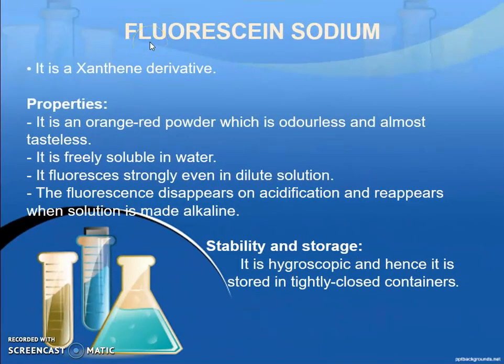Then next drug, fluorescein sodium. It is a xanthene derivative. Property: it is an orange-red powder which is odorless and almost tasteless. Solubility: it is freely soluble in water. It fluoresces strongly even in dilute solutions. The fluorescence disappears on acidification and reappears when the solution is made alkaline. Stability and storage condition: it is hygroscopic and hence it is stored in a tightly closed container.